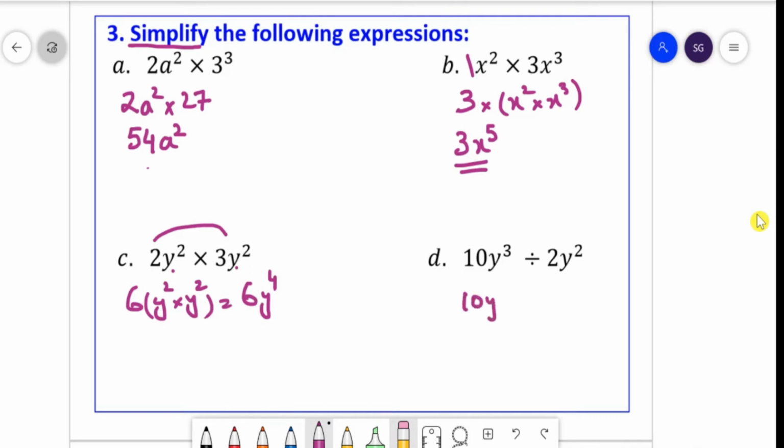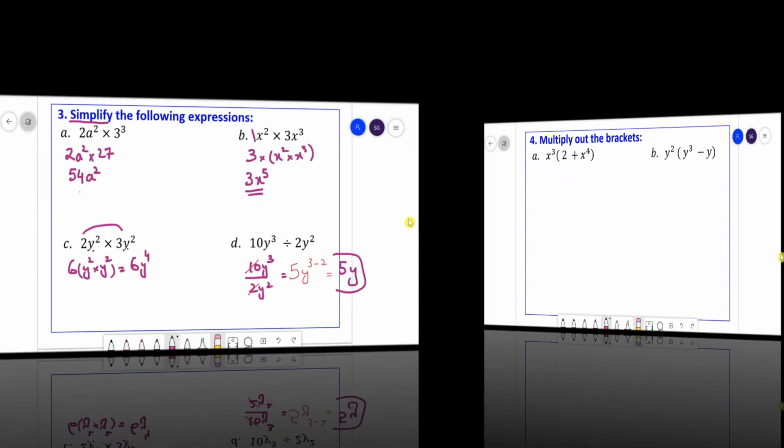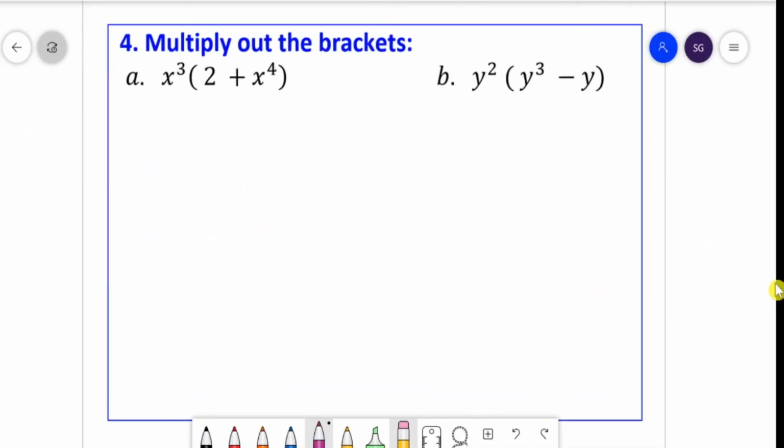This is 10y cubed over 2y squared. Dividing the numbers, what do we have? 10 and 2 cancel out, so we have 5 here. y squared and y cubed, same bases divided, so you subtract the powers. 3 is the bigger power, so I'll subtract 2 from there in the numerator, and so my final answer is 5y.